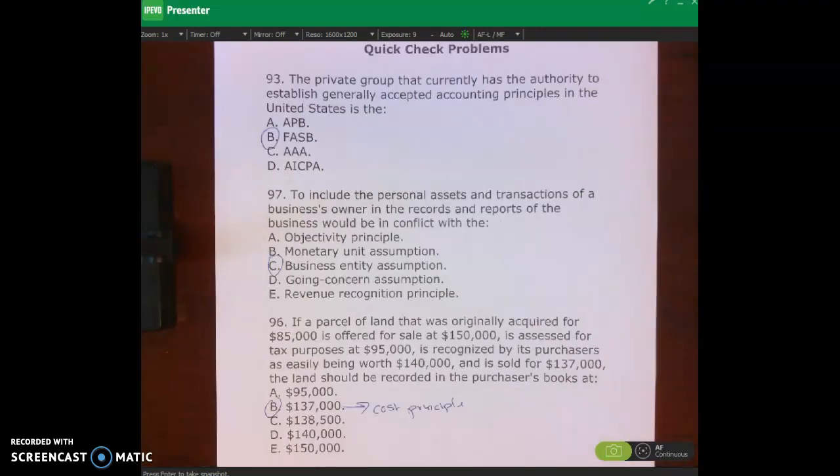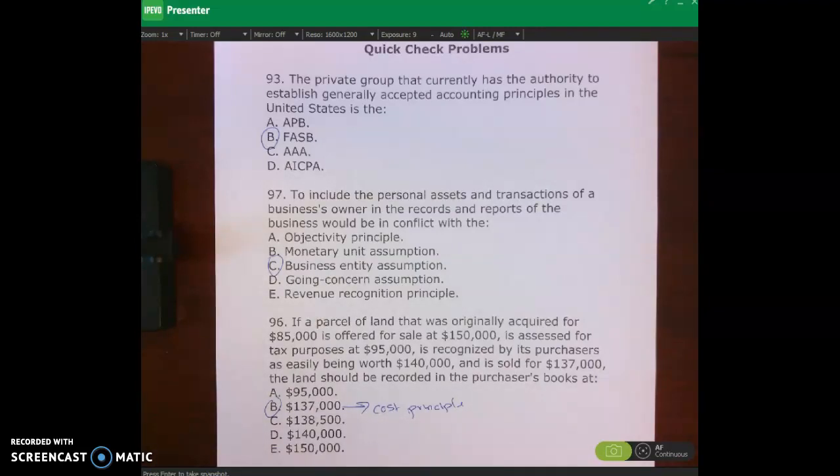Okay, hello and welcome back. Let's take a look at these. So the private group that currently has the authority to establish GAAP, Generally Accepted Accounting Principles, is the FASB, which is short for the Financial Accounting Standards Board. B is the right answer.